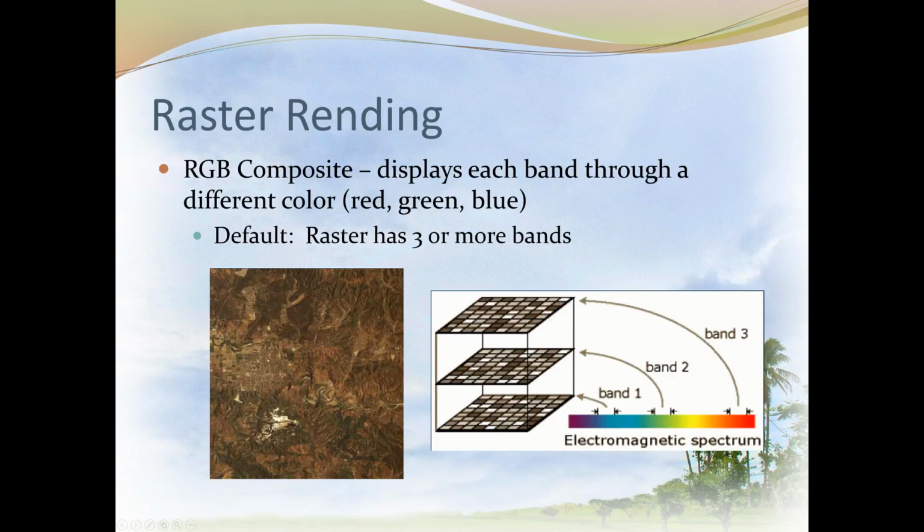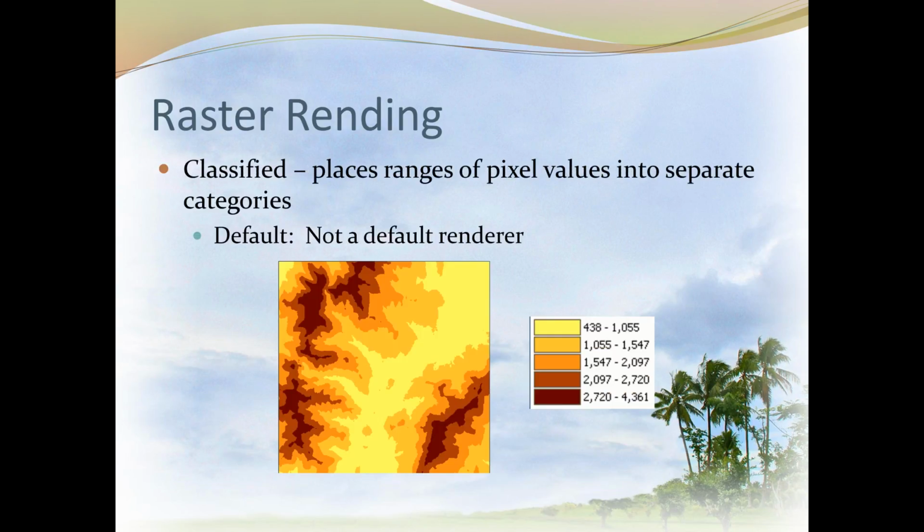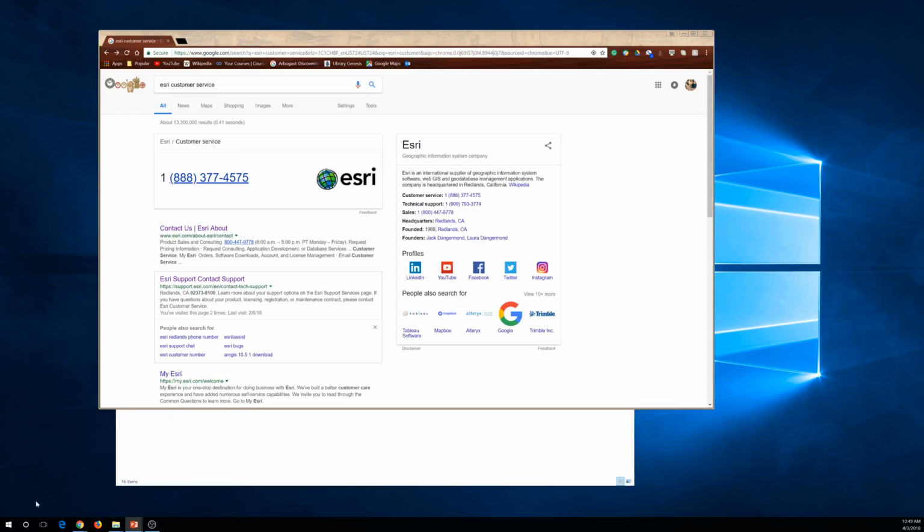And here RGB, it displays each band through a different color, red, green, blue, and default is when raster has 3 or more bands. So the raster rendering classified places ranges of pixel values into separate categories, not a default renderer. Okay, alright, so we're done talking about the first section of that.